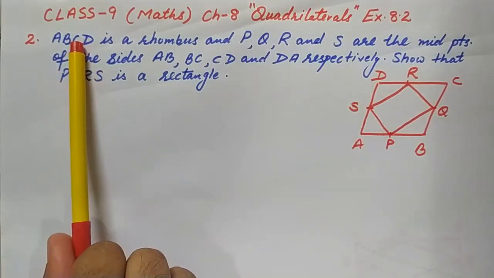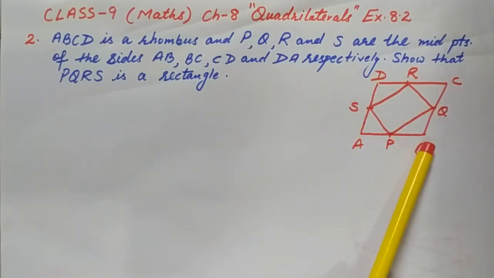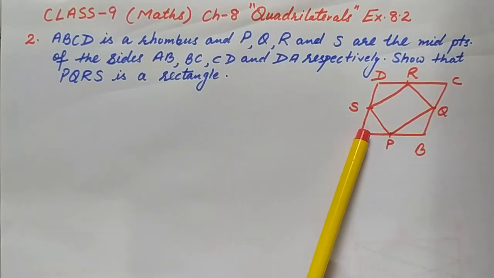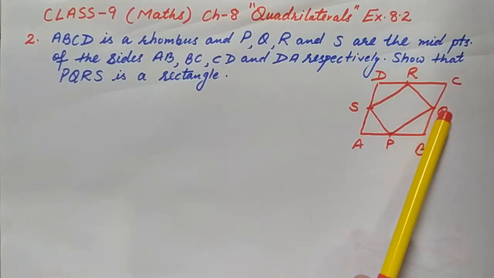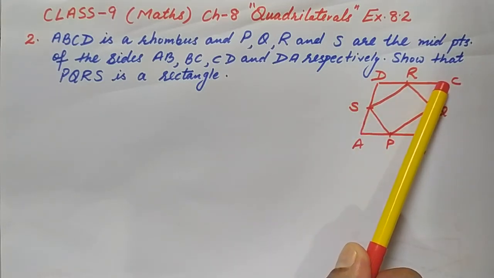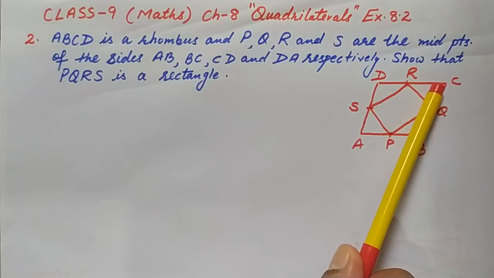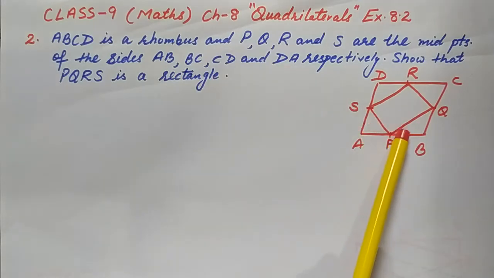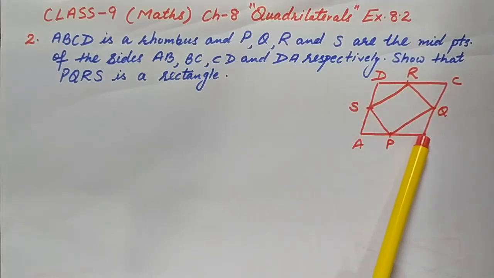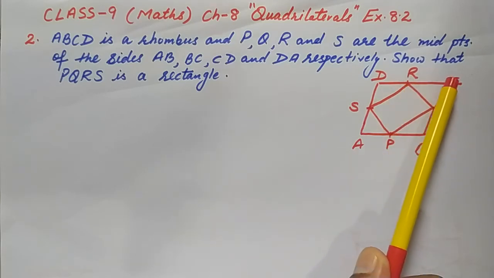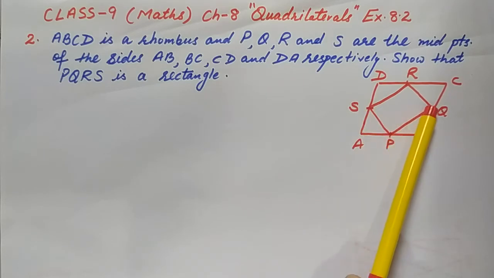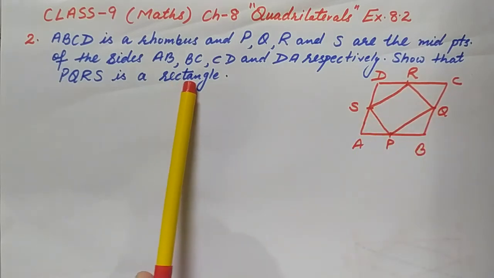In the figure, ABCD is a rhombus, given. So what is a rhombus? A rhombus is a parallelogram in which one pair of adjacent sides is equal. In a rhombus, all sides are equal, and diagonals bisect at 90 degrees. We can use this property here. We need to prove that PQRS, where P is the midpoint of AB, Q is the midpoint of BC, R is the midpoint of CD and S is the midpoint of AD, is a rectangle.